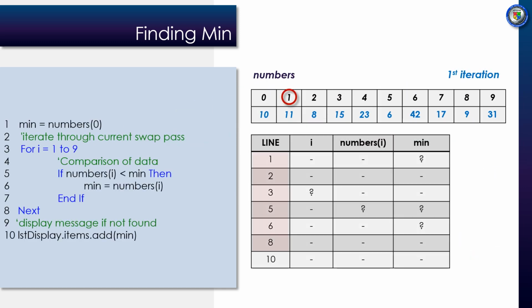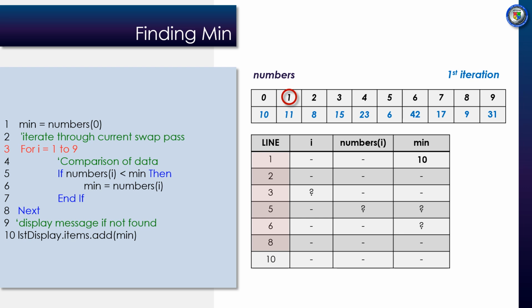Let's now traverse this array together. We will do that by stepping through the code one line at a time. We will visually see us traversing the array in the array numbers, and we'll use a trace table to see the values in each of the variables as we go. In line 1, the variable min is set to the first value within the array, which is numbers index 0. That value is 10.